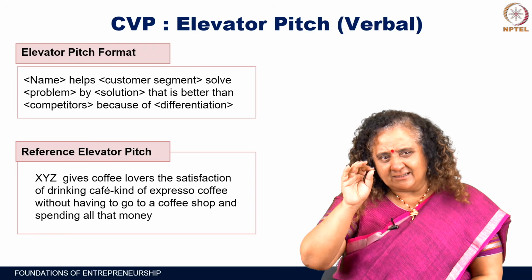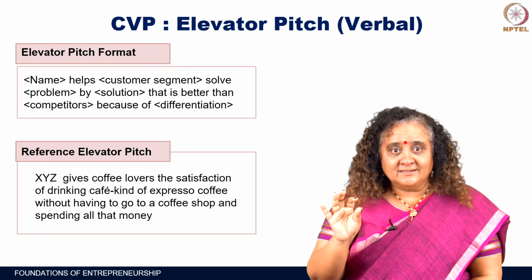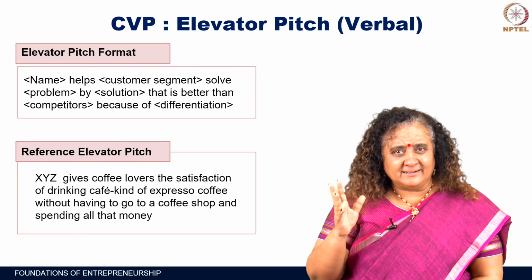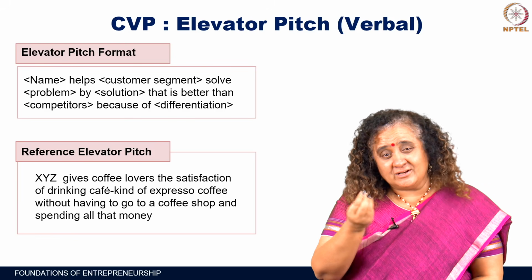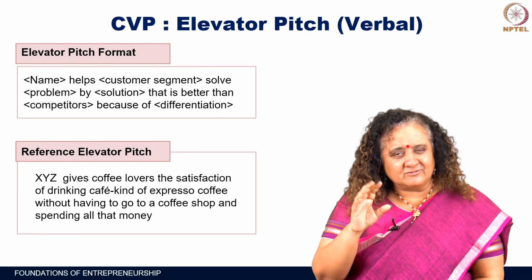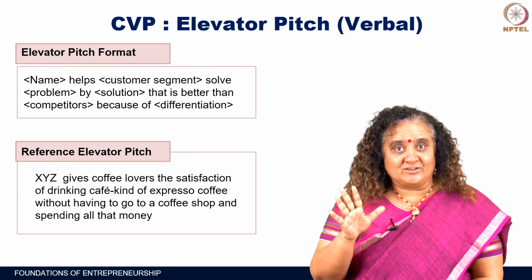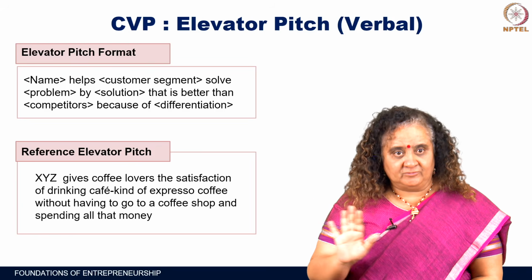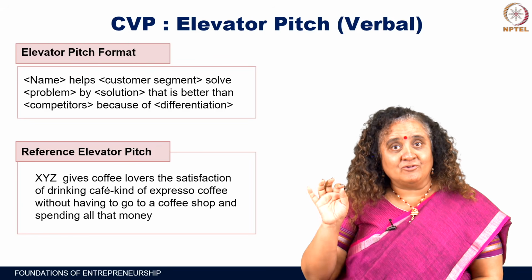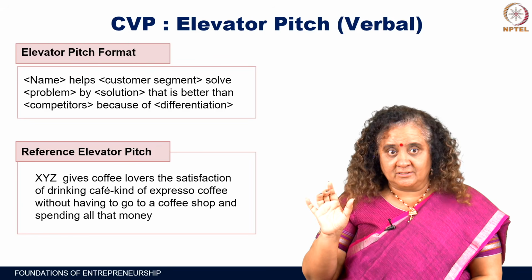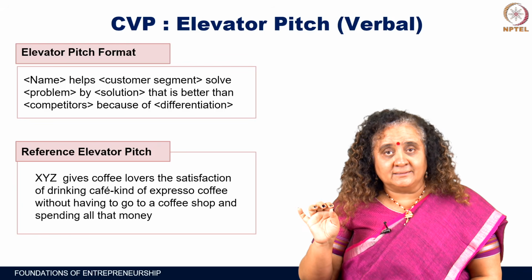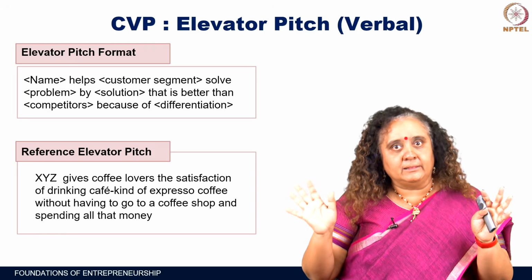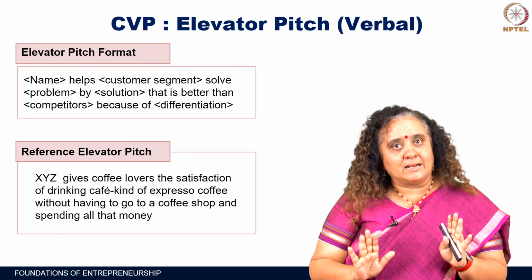So it just stayed true to that format, saying XYZ, customer segment is coffee lovers, a developed market, everybody drinks coffee, but someone who loves it. Actually it could have said espresso coffee lovers instead of just coffee lovers. The satisfaction, that is what we give. We solve the problem of drinking cafe kind of, what is our solution? Cafe kind of espresso coffee, that is our solution. And it is better than competitors because I don't have to go to a coffee shop and I don't have to spend all that money. That is all captured in this one line.